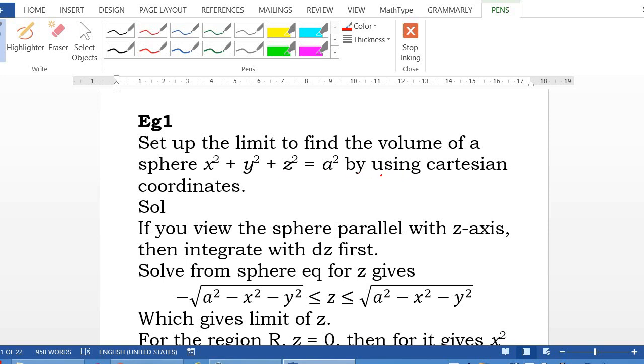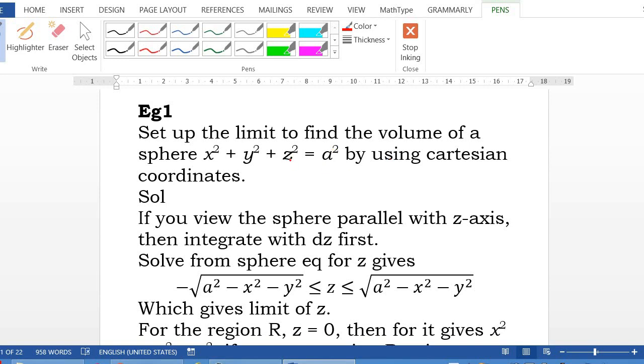But this example wants you to set up the limit to find the volume, using Cartesian coordinates only. If you use Cartesian coordinates, the sphere is parallel with the z-axis. As in the previous lectures, you know that to find the volume in Cartesian coordinates, we have 6 orientations. If you view your solid G as parallel with the z-axis, then you integrate with dz first.